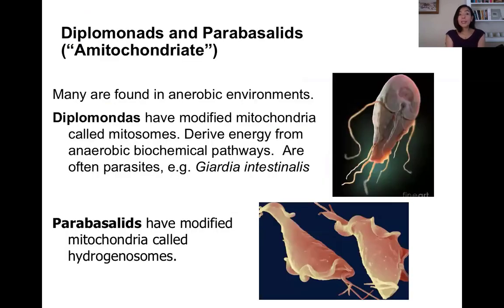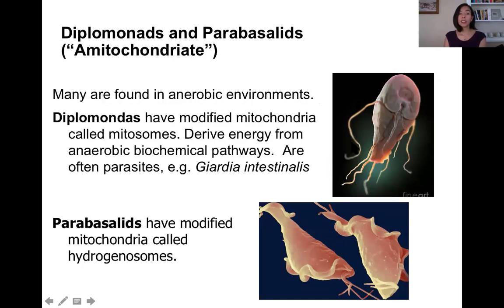So this amitochondriate group, some of the diplomonads, live mainly in anaerobic environments. Remember that anaerobic means that they cannot tolerate oxygen. Aerobic organisms like to live in oxygenated conditions, but anaerobic organisms don't like to live in oxygenated conditions.